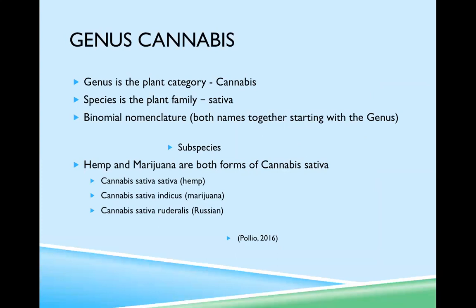The genus is the plant category, in this case, cannabis. The species is the plant family. When we talk about both hemp and marijuana, we're talking about the plant family of sativa. When you put these two names together, the binomial nomenclature is cannabis sativa. There are three subspecies that we normally think of when we talk about hemp and marijuana. Cannabis sativa is hemp or industrial hemp. Cannabis sativa indicus is marijuana. And then a third, not quite as well known, is Cannabis sativa ruderalis.